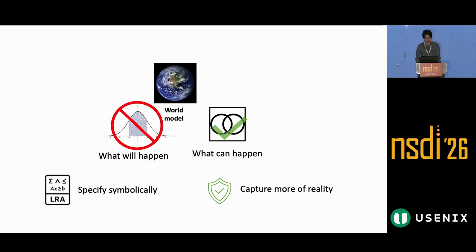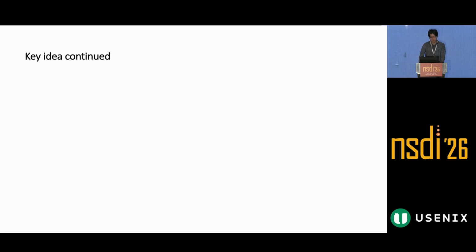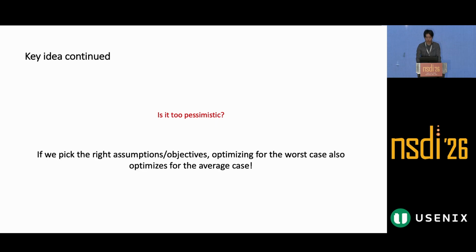just to satisfy our goal of probably performant. But people may ask, because this is worst-case reasoning, we need to make the controller work even if the environment is adversarial, picking worst behaviors from its side. Couldn't that be too pessimistic? We will show, however, that with the right choice of assumptions and objectives, optimizing for the worst case will also optimize for the average case. And we will show this fact in the evaluation.